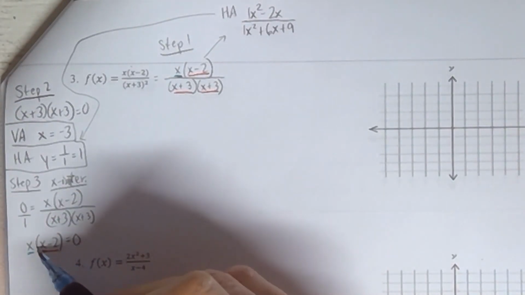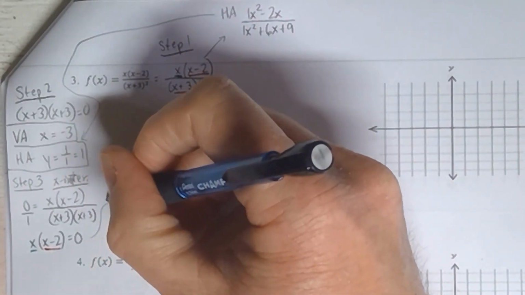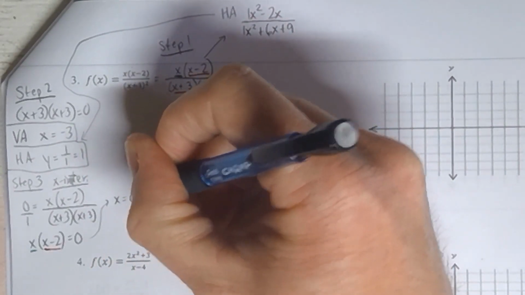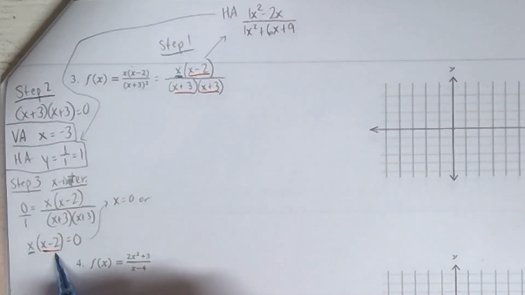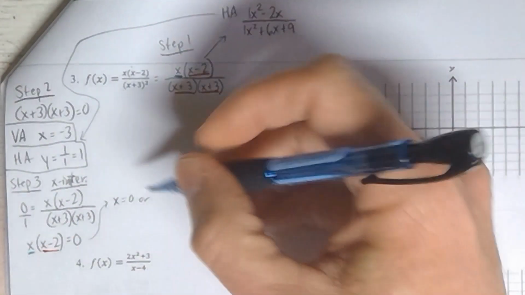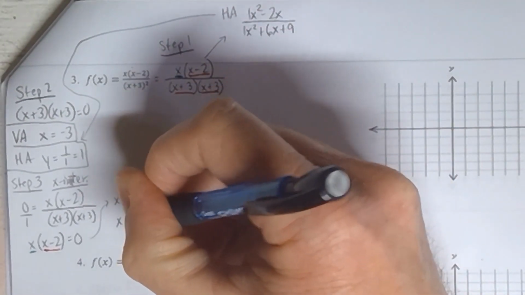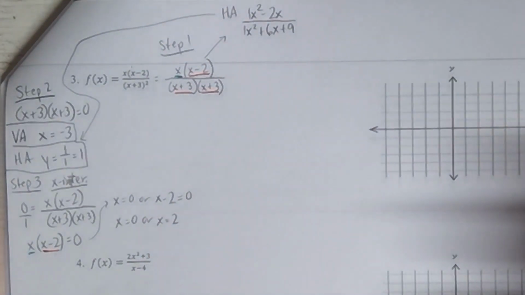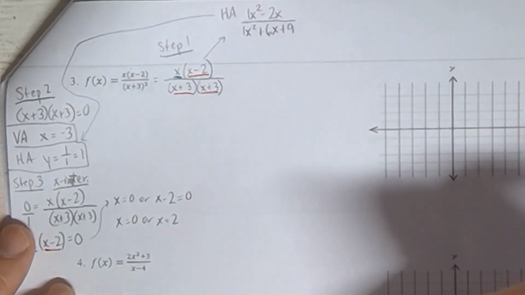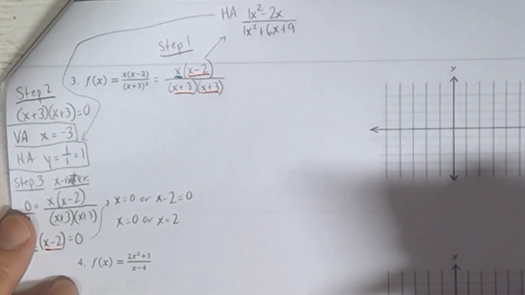So what do we get here if I set both of these factors equal to 0? I get x equal to 0, or isn't this other one here x equal to 2 if I set that equal to 0 and I solve it? I'll go and write that down here though. And so we end up with that right there. That's for the x-intercept. What about for the y-intercept there?